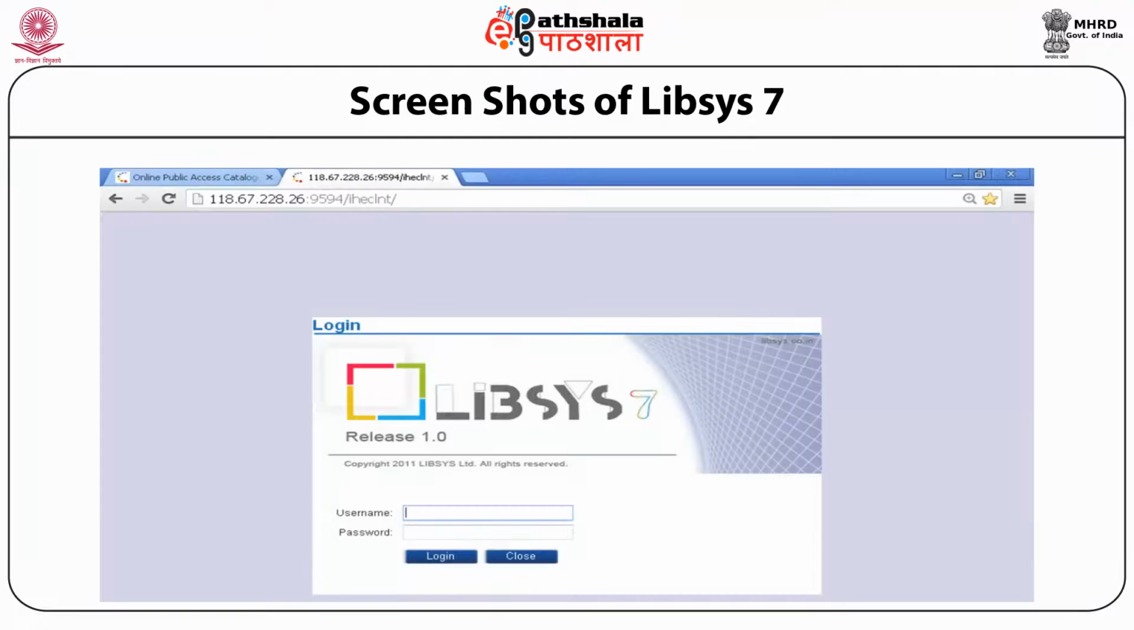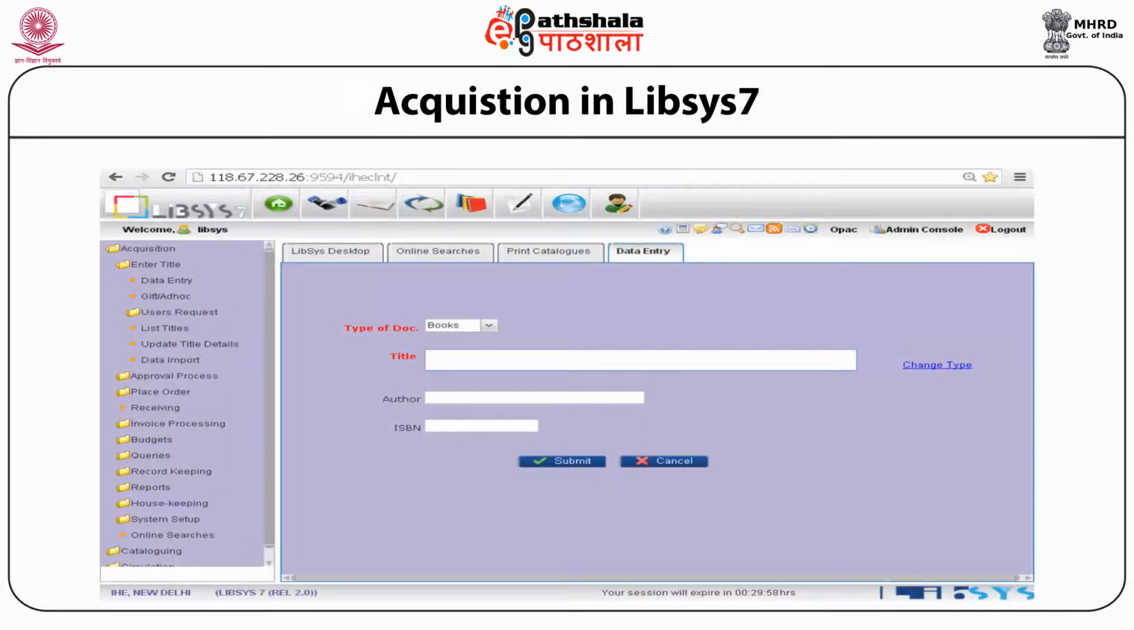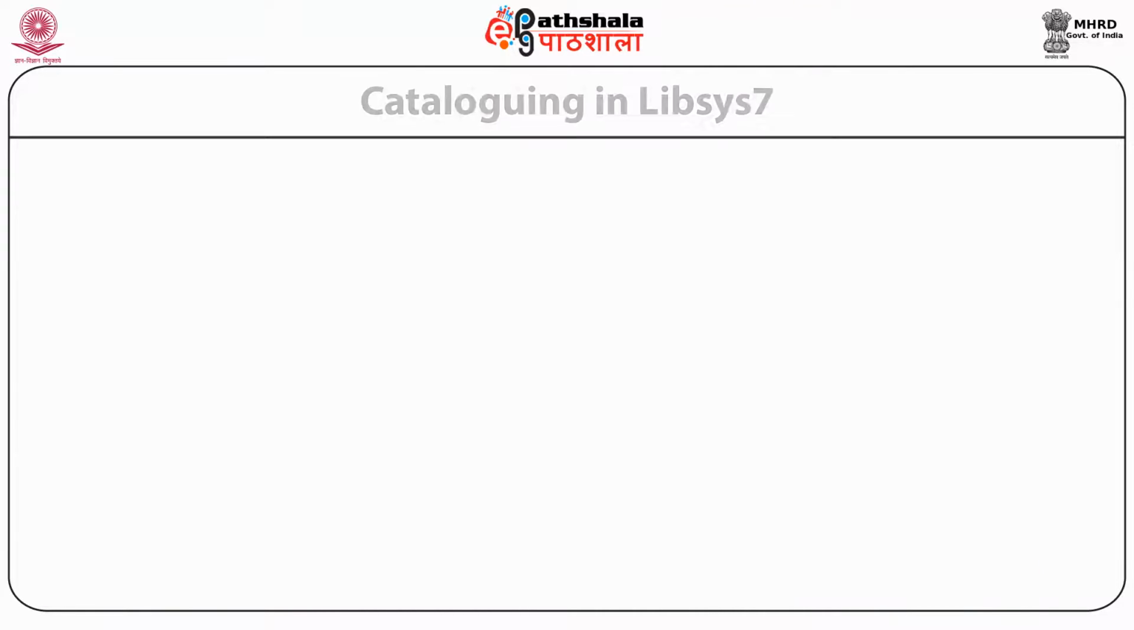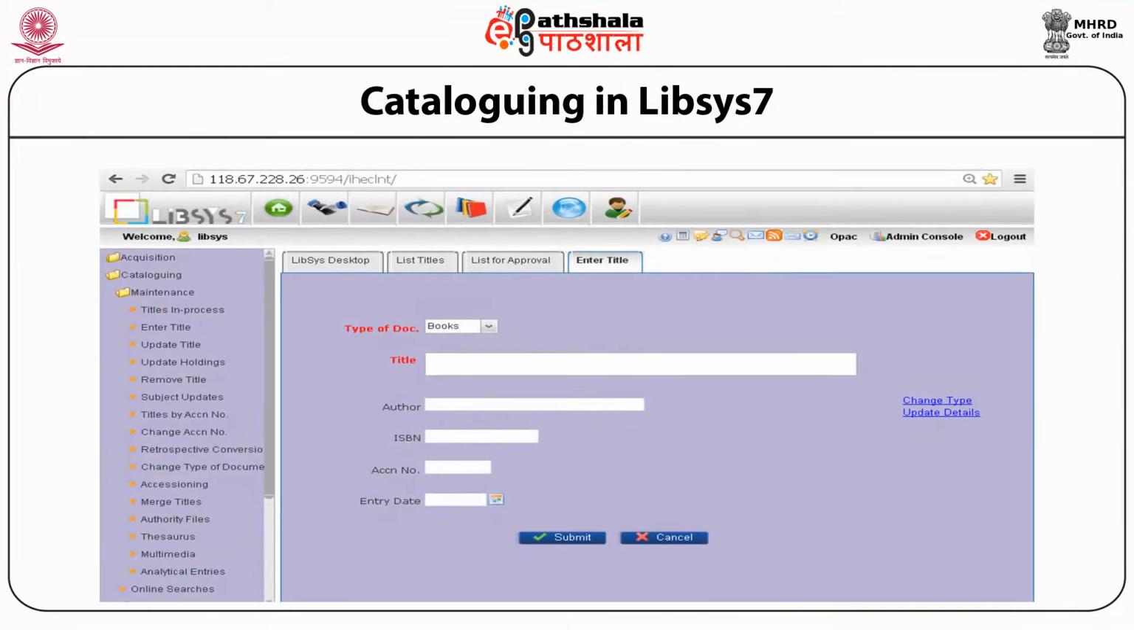You can see on the screen the login page of Libsys 7 through the web browser. The screen shows the Libsys 7 acquisition page with data entry option. On the left side, the menu of the acquisition module is also shown. The screen shows the Libsys 7 cataloging page with enter title option. Similarly in this also, the left side of the menu is shown for the cataloging module.